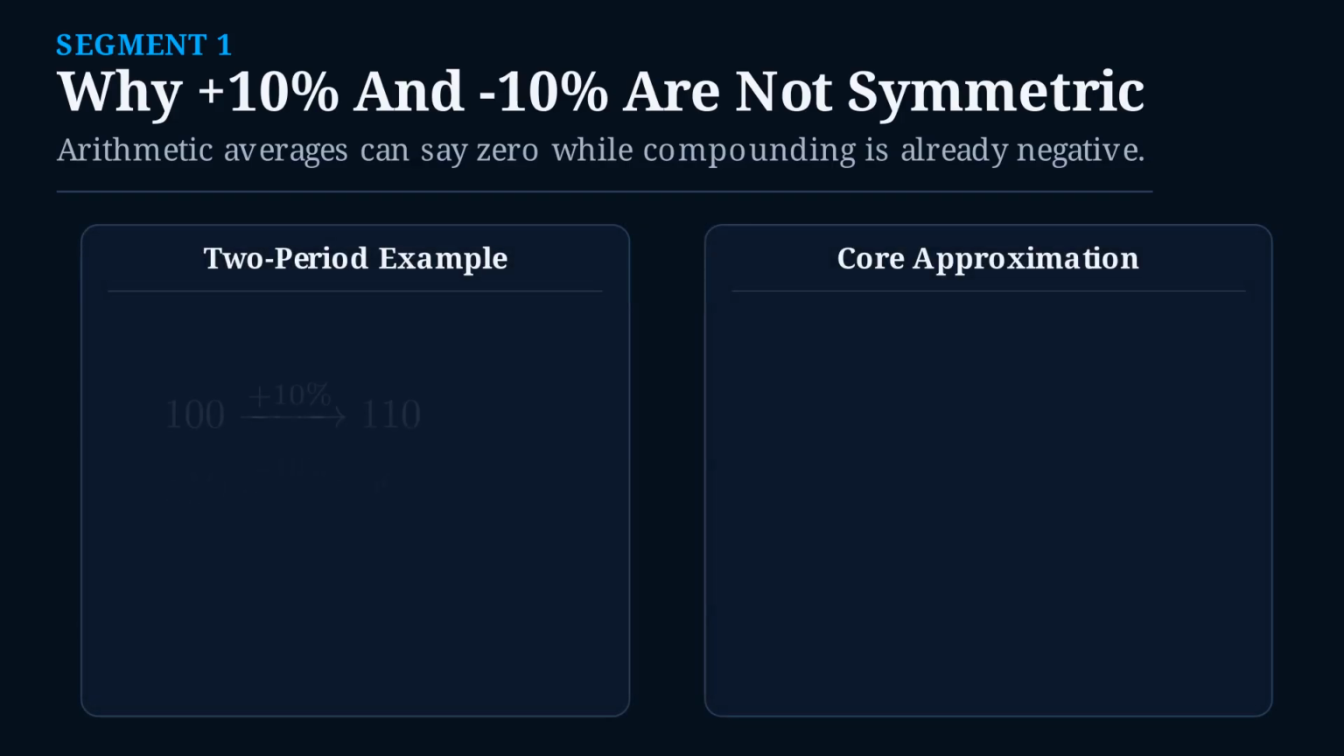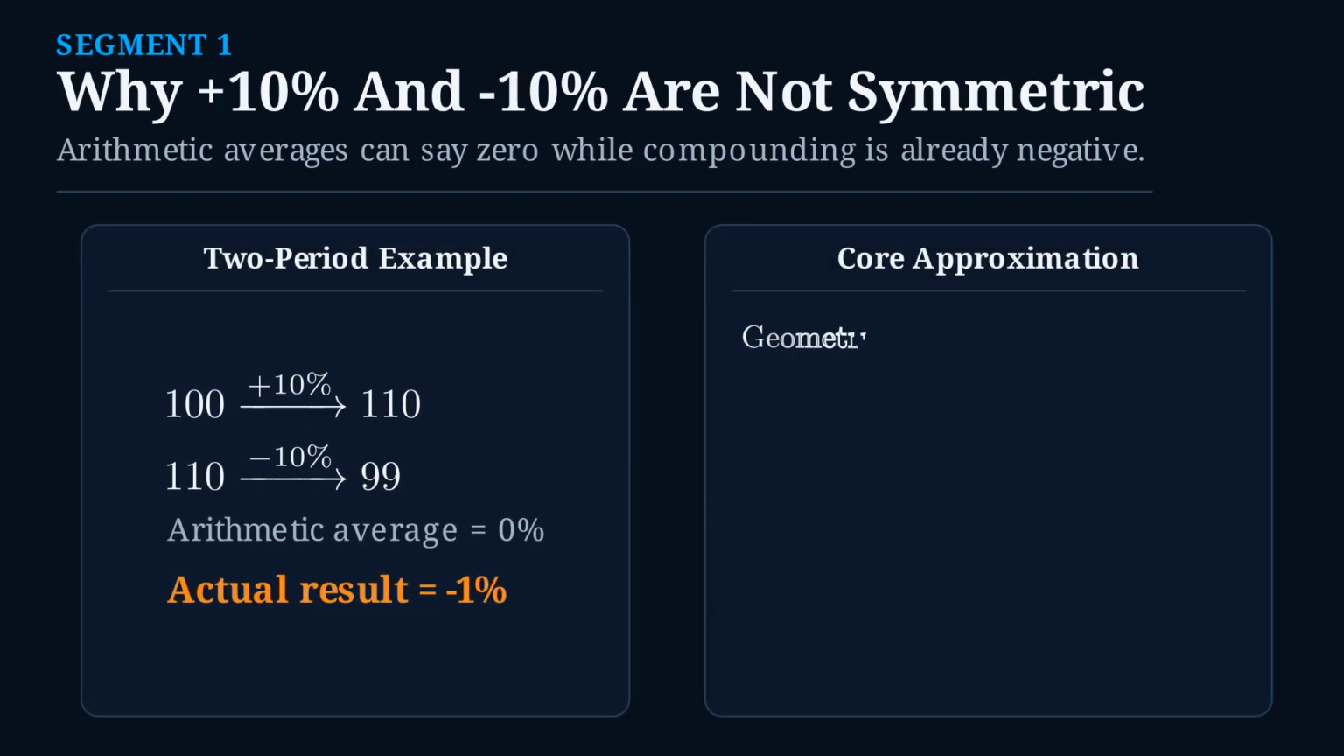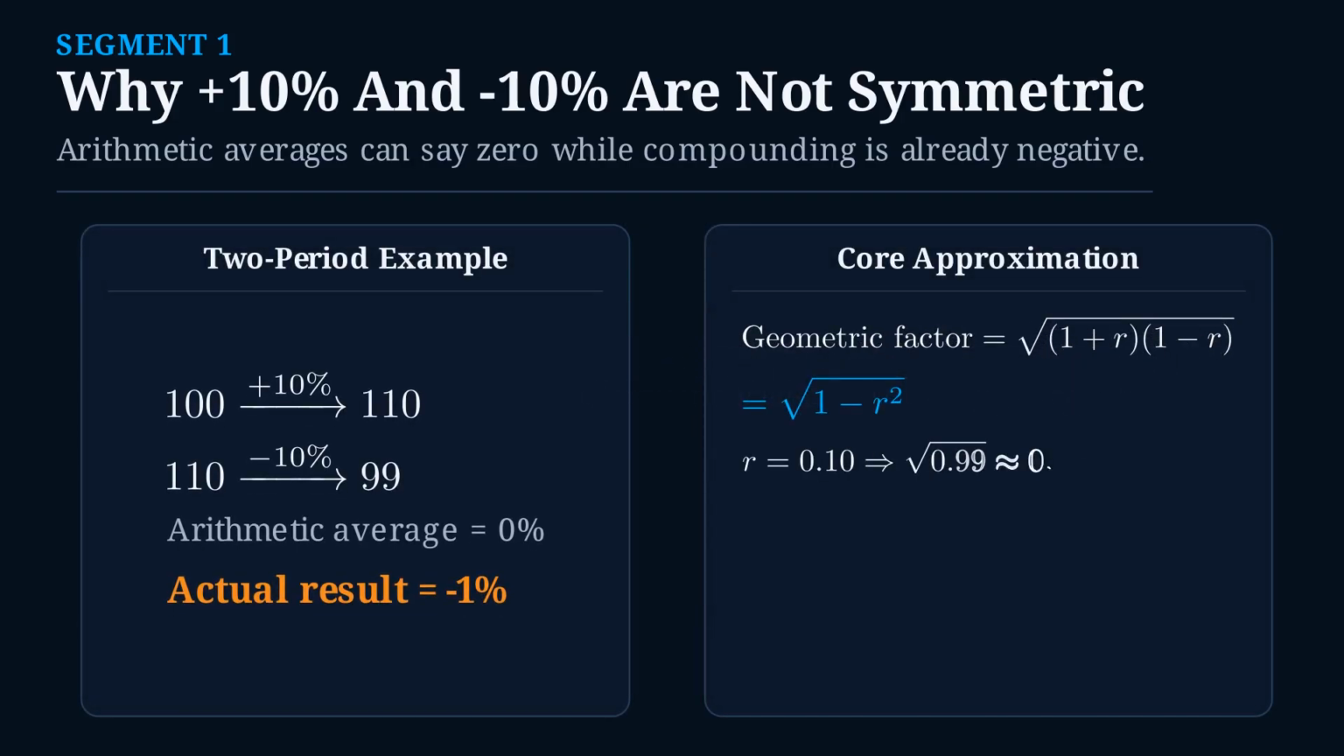Here is the core math. One period up by r and the next period down by r gives a geometric factor equal to the square root of 1 minus r squared. As long as r is greater than 0, that expression is less than 1. Plug in 10%, and the 2-year path becomes a small but real loss.